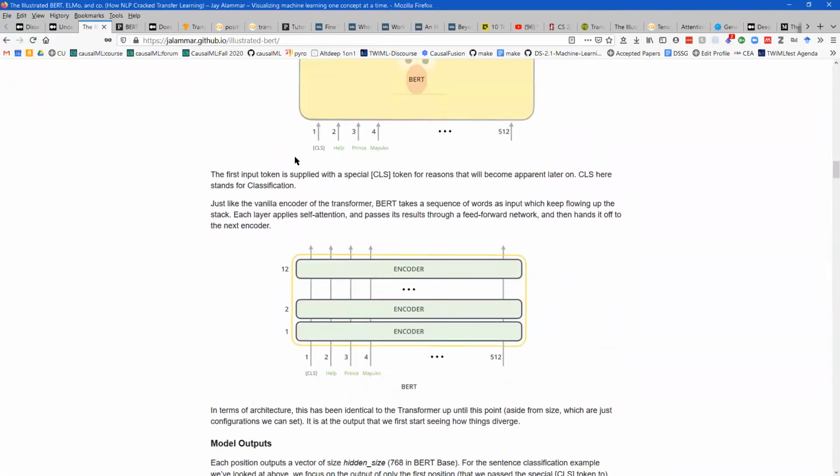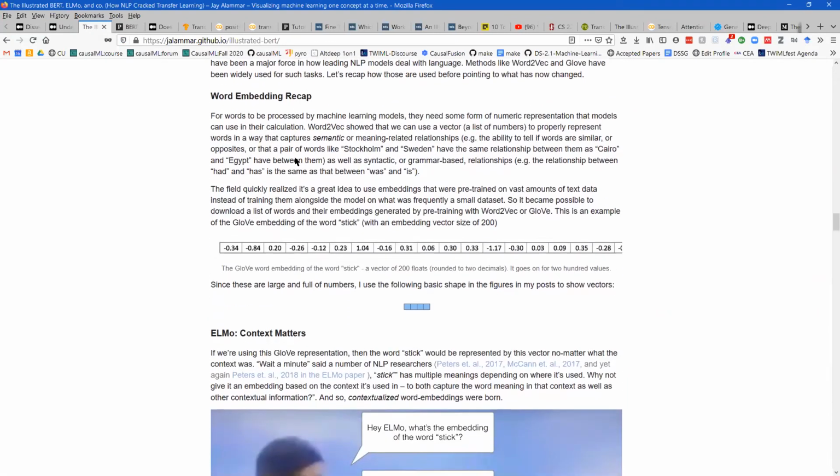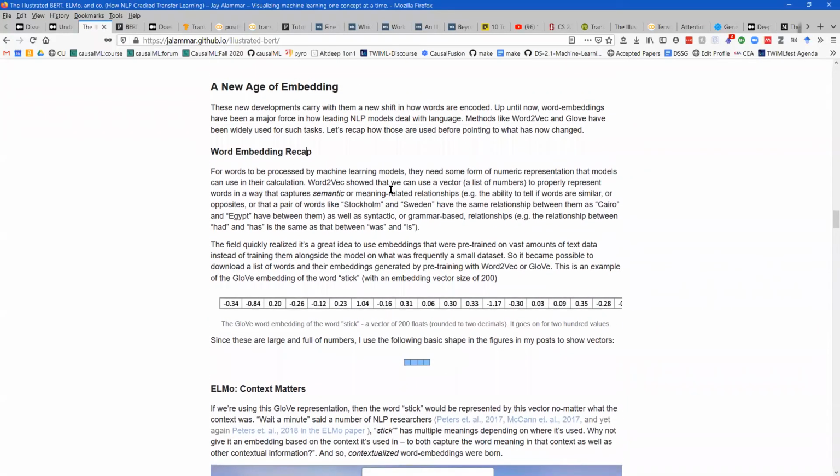Okay, so let's go back to the Jay Alammar post, where we're now going to have a look at ELMo. He starts talking about this new age of embedding, and he talks about word2vec and GloVe, which take words and train networks to find embeddings that can then be imported as is in further modeling, or you could try to improve on them. But since they were processed with a large amount of compute power, for a lot of tasks it's good enough just to adopt them as is.